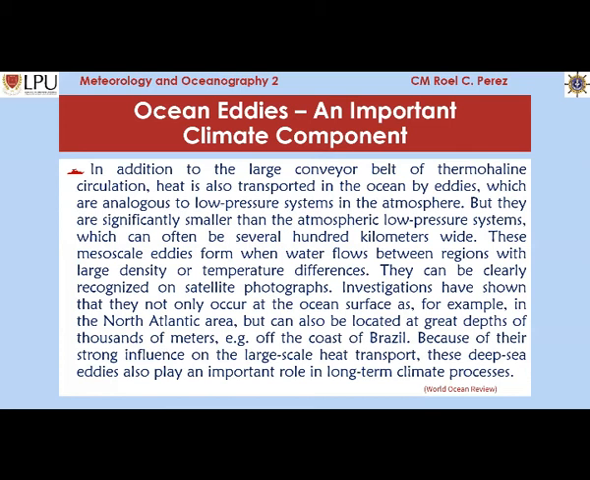Investigations have shown that they not only occur at the ocean surface as, for example, in the North Atlantic area, but can also be located at great depths of thousands of meters, for example, off the coast of Brazil. Because of their strong influence on the large-scale heat transport, these deep sea eddies also play an important role in long-term climate processes. But we will not study all of those processes, of course, because only this information is enough for us to know, because we are not oceanographers or scientists.